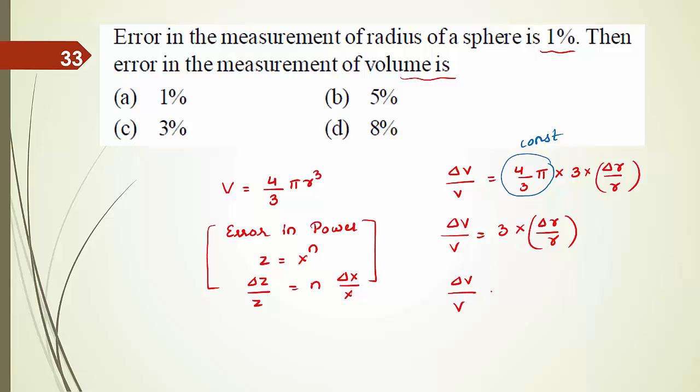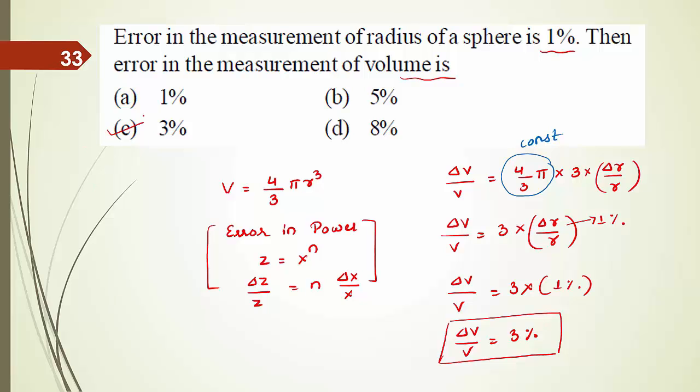Delta V over V equal to 3 into delta r over r is already given. The error in the measurement of radius is given, equal to 1%. So in place of delta r over r, we can write 1%. So 3 into 1% will be how much? 3%. So how much error can we get in the measurement of volume? 3% of error is present. 3% means option C is right.